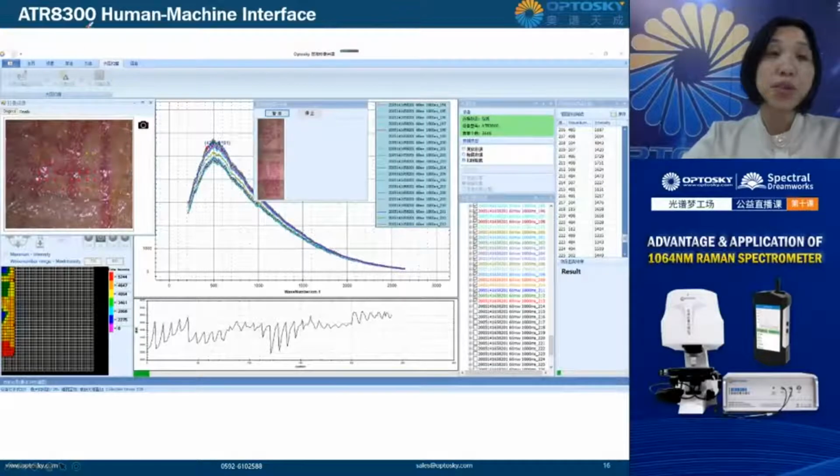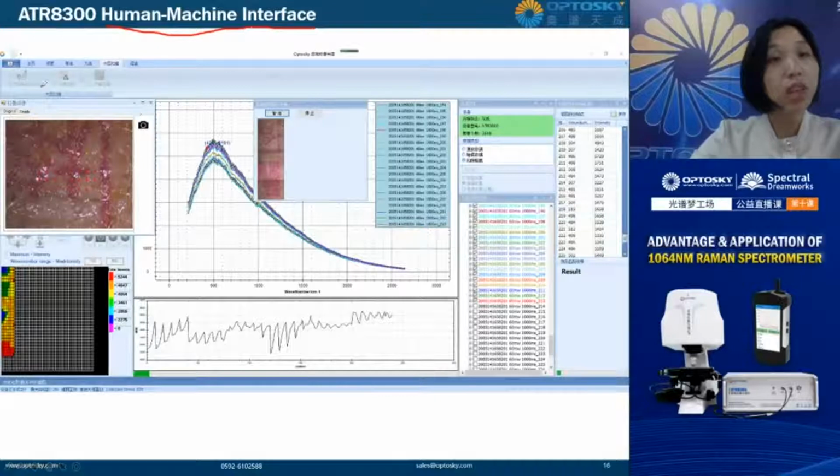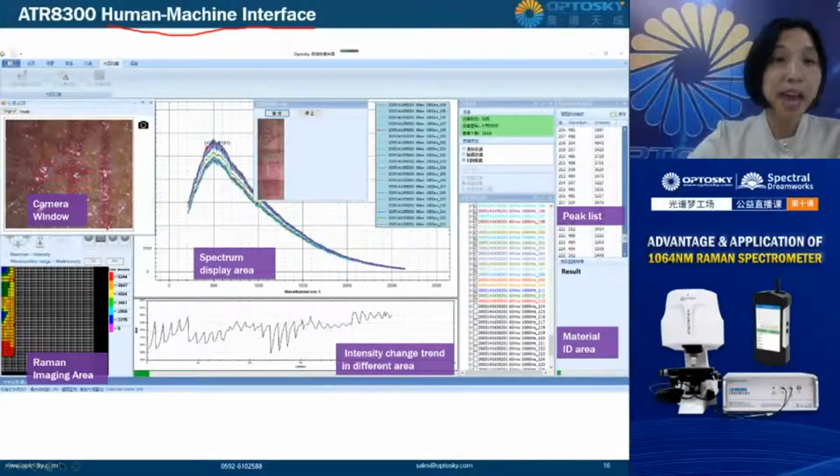Next, we would like to introduce our most advanced software, that is the human-machine interface. This is the interface of the Raman microscope. This area is camera windows, and this one is show the spectrum display areas. And also here is the Raman imaging area.